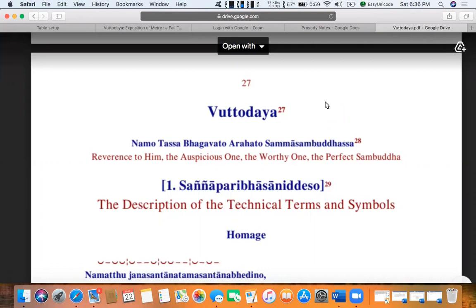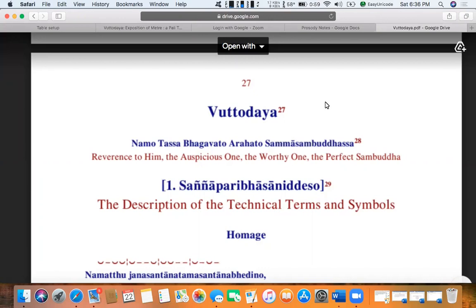Udaya means arising. So the place from where verses or gathas arise, we call that place Vuttodaya, that is this book itself. Actually this is a bahubbihi samasa, as we all know. Vuttānaṃ udayo etasmāti Vuttodayo, that is the definition. We can say Vuttodayaṃ or Vuttodayo, both are correct.